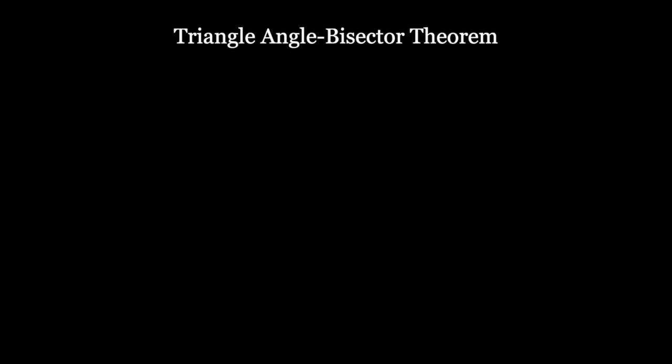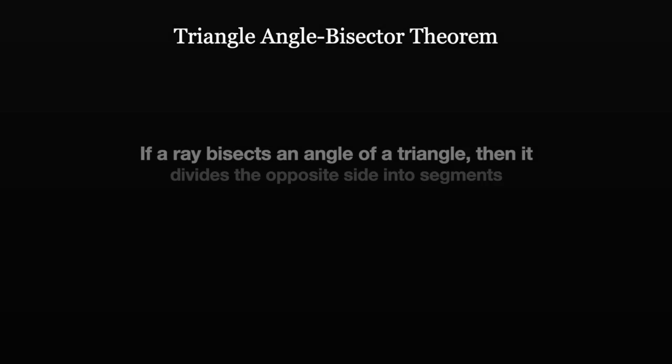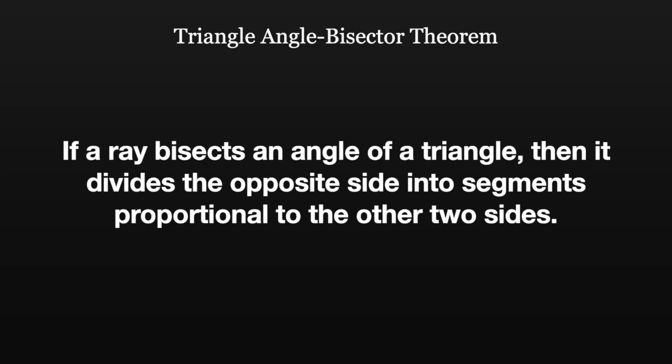All right, I'm going to teach you one more theorem that has to do with proportionality. This theorem is called the triangle Angle-Bisector theorem, and it says that if a ray bisects an angle of a triangle, then it divides the opposite side into segments proportional to the other two sides. Let me make this a little more clear.